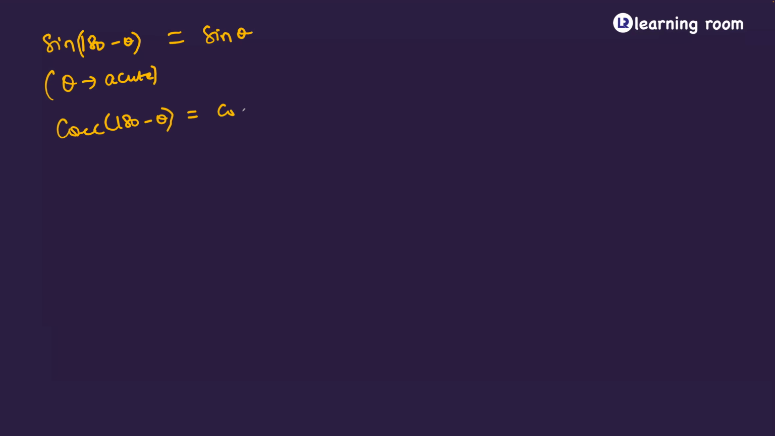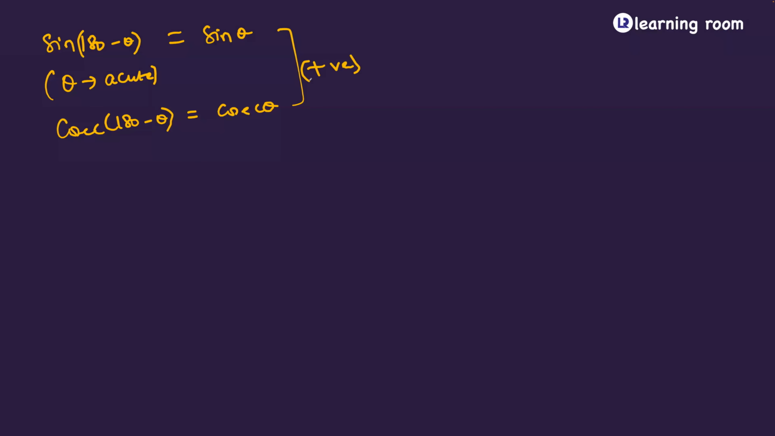So remember, if it is sine of 180 minus theta, where theta is considered to be acute, then this will be equal to sine theta itself. Same is the case with cosecant. So cosecant of 180 minus theta will be the same as cosecant theta. These two are the only ones which are positive.